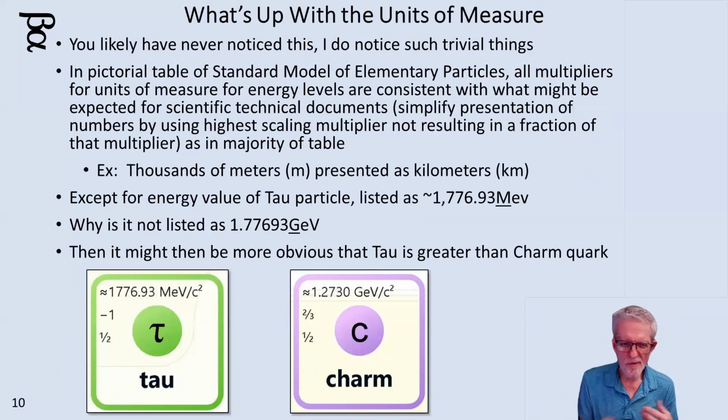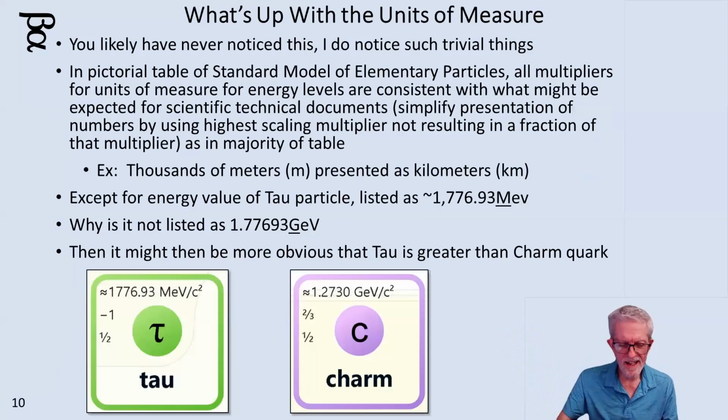So if you have fewer electron volts, it might just be eV. Or if you have thousands of electron volts, it might be keV. If you have millions of them, it's MeV for mega. And if you have billions of them, it's GeV, or giga.